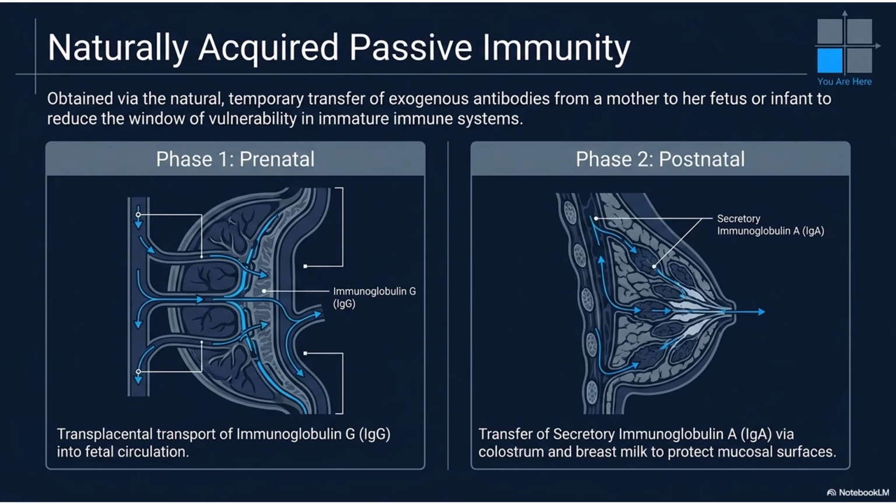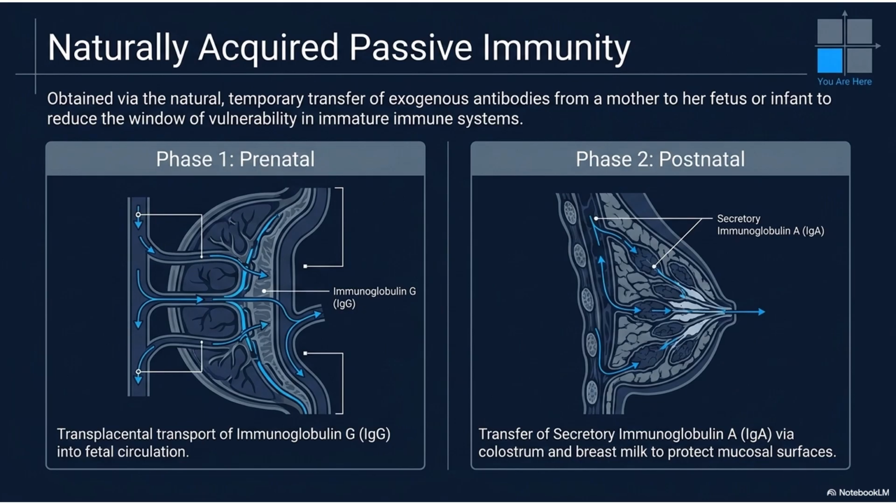Phase 1 is prenatal, or before birth. Here, the mother's immunoglobulin G, or IgG, is actively transported across the placenta into the fetal circulation. IgG is the main antibody class found in the blood, and it is the major antibody class that crosses the placenta efficiently. This is why a full-term newborn arrives already carrying a broad sample of its mother's antibody repertoire.